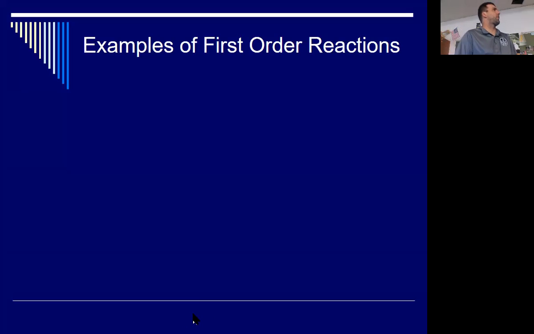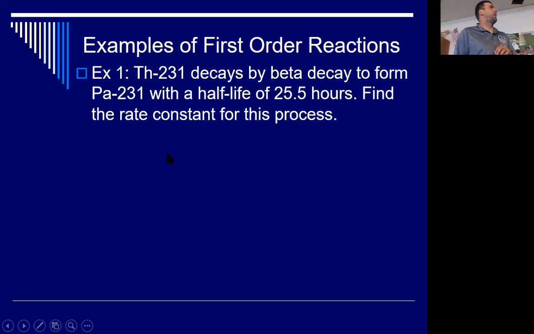All right, so here's our examples of our first order reaction. Everything we're going to do is first order. You have to know that all radioactive decays are first order. That's really coming more in third quarter when we talk about kinetics, but I want to beat that into your brain now. Here's how the question is going to be worded. Thorium-231 undergoes beta decay to form protactinium-231 with a half-life of 25.5 hours. Find the rate constant for this process.